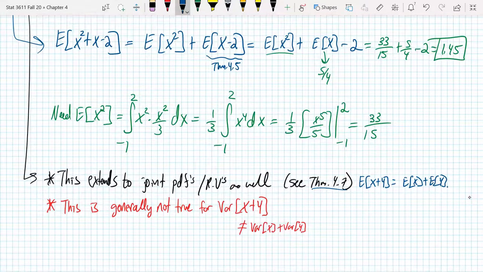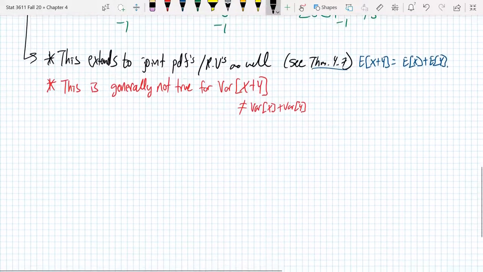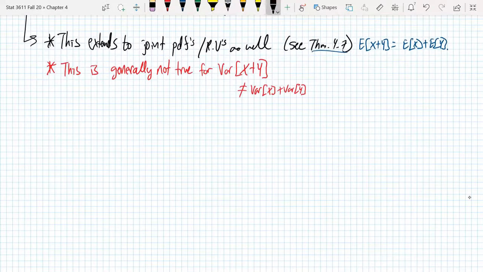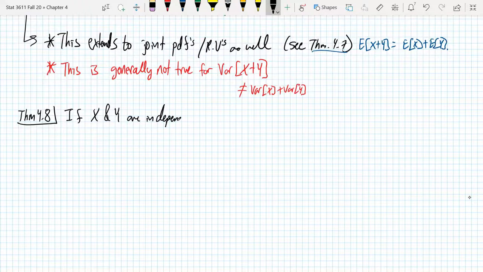All right. I want to try to get through one more theorem here before we take a break. It looks like my pen is low on battery, so let's see if we can finish this out. Theorem 4.8 says if x and y are independent, then the expected value of x times y. This is kind of a nice extension.